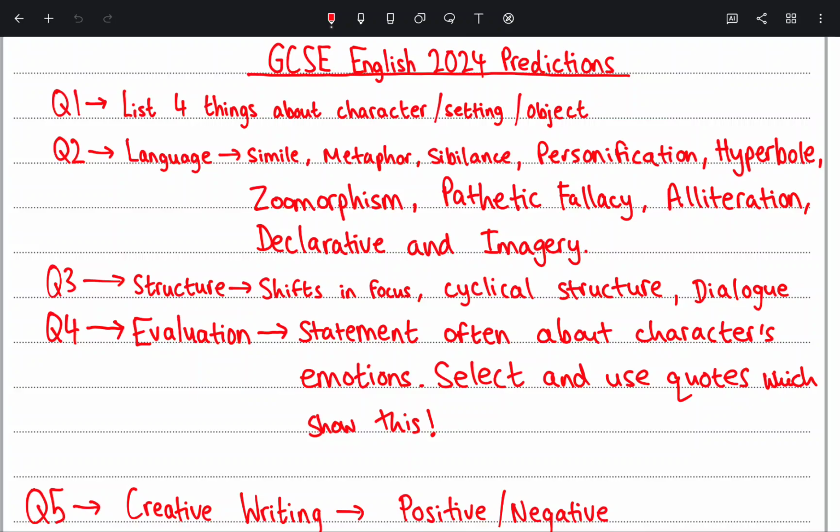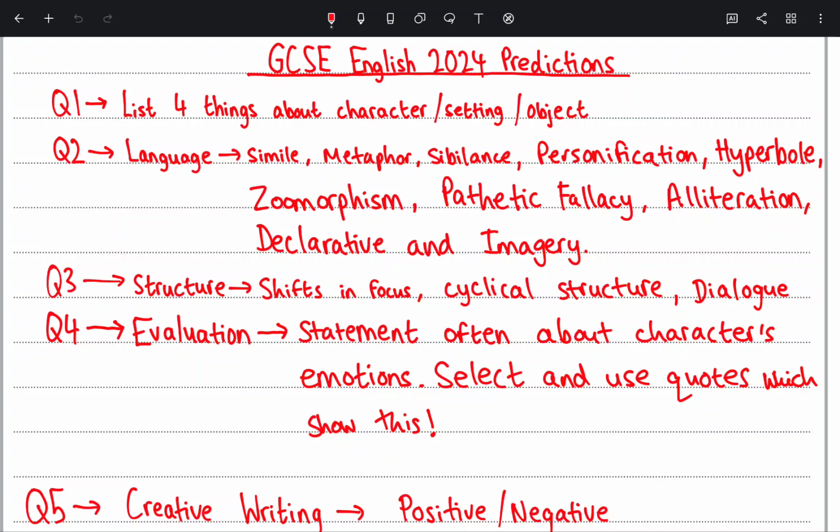So simile, metaphor, sibilance, personification, hyperbole, zoomorphism, pathetic fallacy, alliteration, declarative, and imagery. So these are some features that you should be aware of. But again, these are common to find in your extract. So if you are able to find these in your extract, do comment and explore the effect of using these features, because that's how you'll score your top marks.